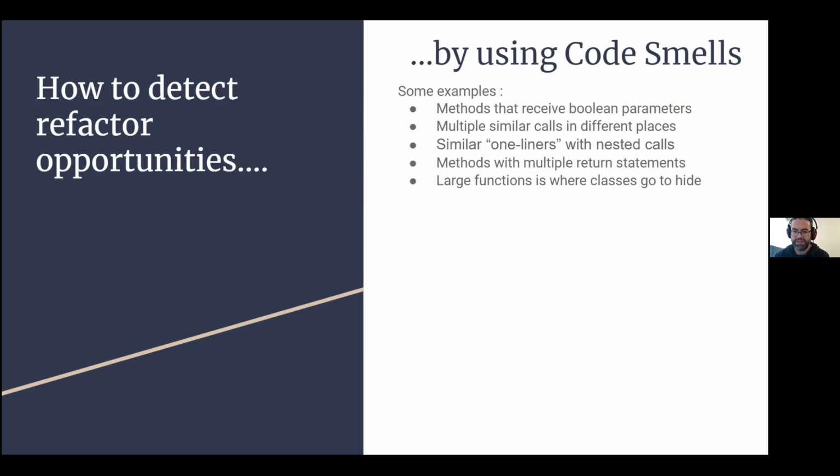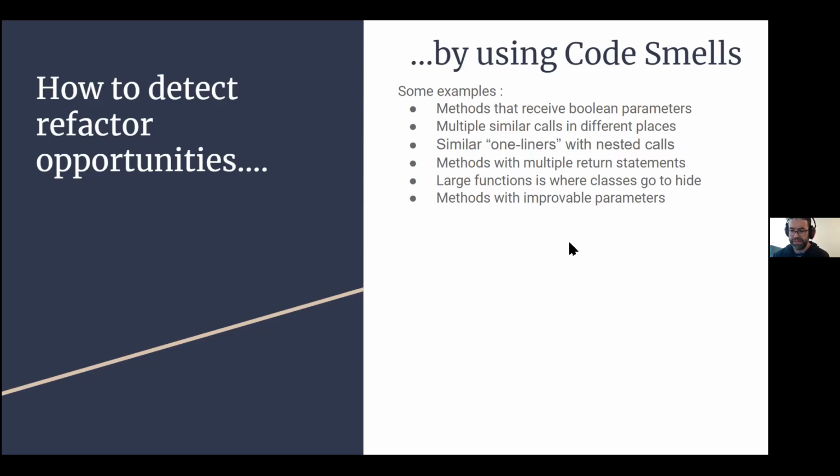Large functions is where classes go to hide. I'll explain that when we get there. That one is a very well-known quote. I don't remember from who, I don't know if it's also from Uncle Bob. You can look it up. It gives you a nice idea, because it's a really good rule. You can use it in many places, not only functions.